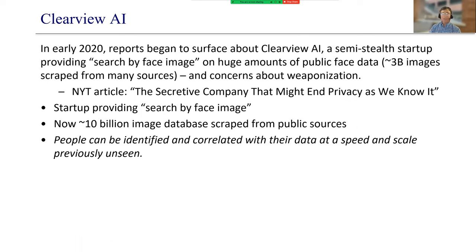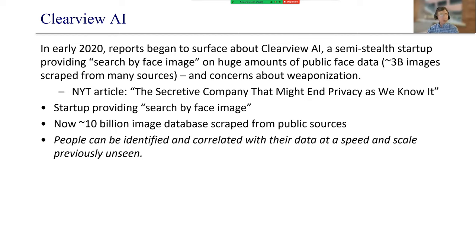Another interesting situation is this company that you may have heard of, Clearview AI. A couple of years ago, Clearview AI was a stealth startup company that not many people knew about. Then in early 2020, reports began to surface about what they were doing. They're essentially a company that's doing Google for face images. You can input a face image and back to you comes all this information about the person you input. And they have good technology. They have done a very good job of matching faces and scraping the web all over the place with lots of data, and being able to come up with a large amount of data from a given query face.